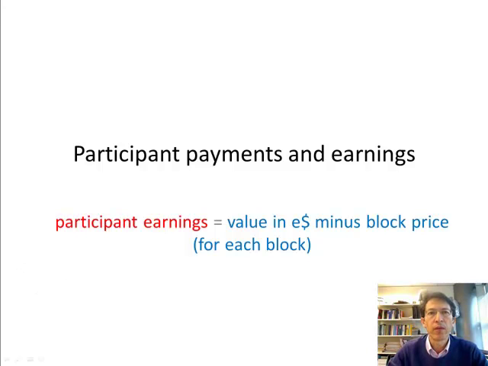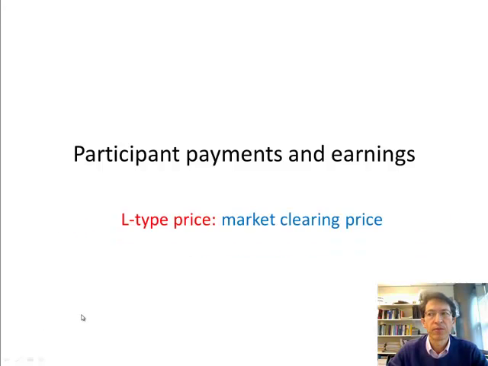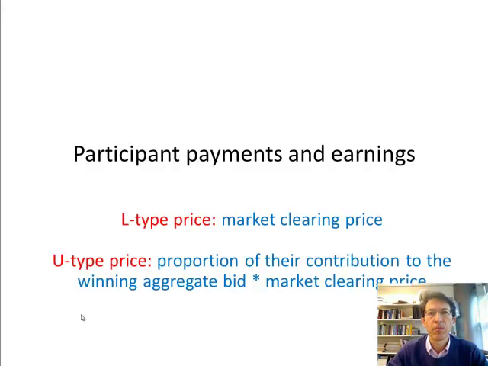Things are more complicated for winning bidders whose blocks are assigned a U characteristic. In this case, the price that each winning U-type participant pays for a block is equal to the proportion of their contribution, that is their own bid, to the winning aggregate bid times the market clearing price. If the sum of U-type bids for a particular block represents the winning bid for that block, then all participants in the auction will receive their value for that block with a U characteristic minus their price as computed above.